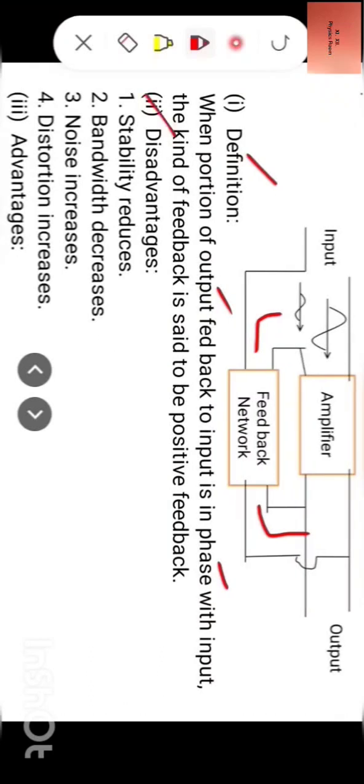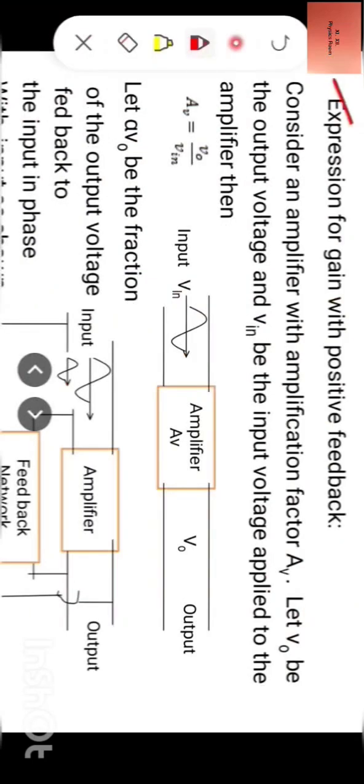Now second, disadvantages of positive feedback: stability reduces, bandwidth decreases, noise increases, distortion increases. The advantages in negative feedback become disadvantages in positive feedback. The third advantage is gain increases. With increase in gain, stability reduces, bandwidth decreases, noise increases, distortion increases. So either you take the advantage or you take the gain. Choice is yours.